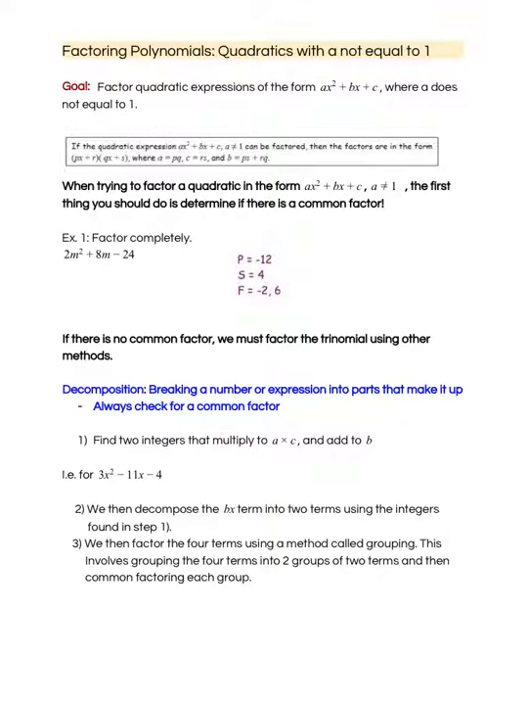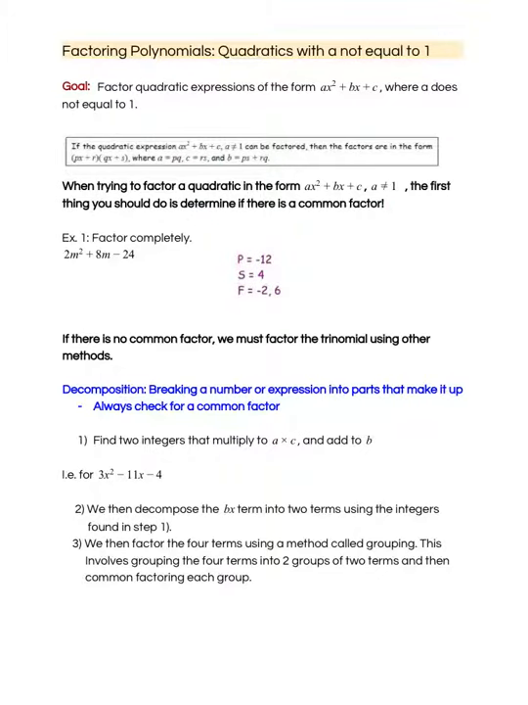Today we're going to finish going over some factoring. So we're going to look at the case of the trinomial where a is not equal to 1. So now we're going to have that coefficient in our front term. Okay? So when this happens, the first thing you always need to do is look for a common factor. So that's the first thing that we are doing.